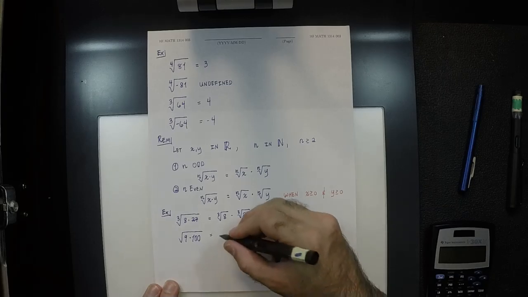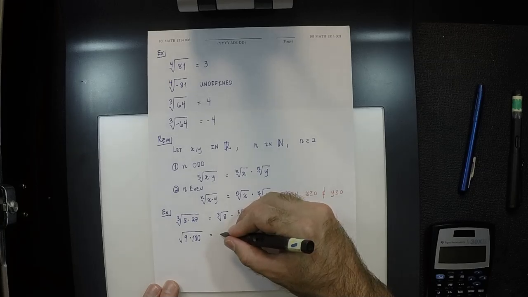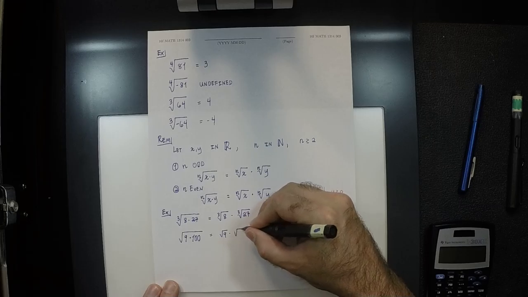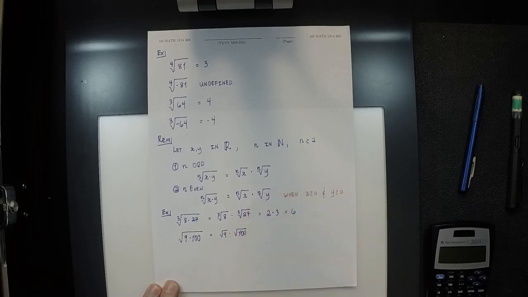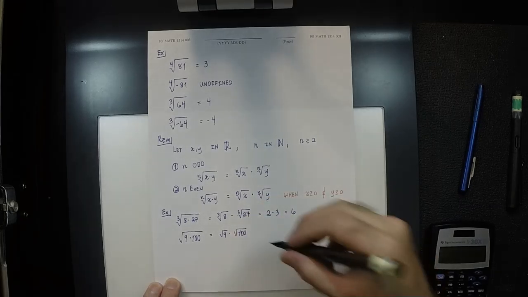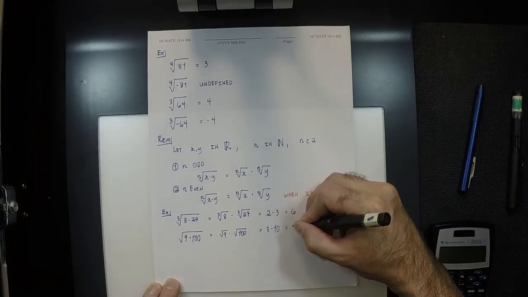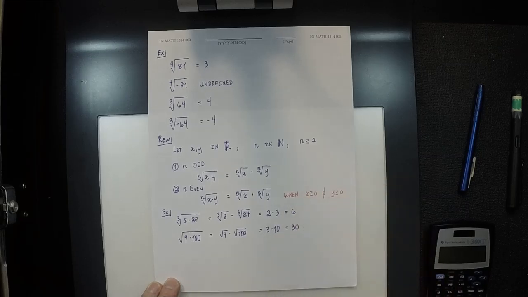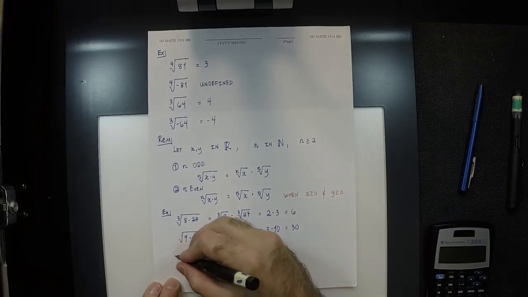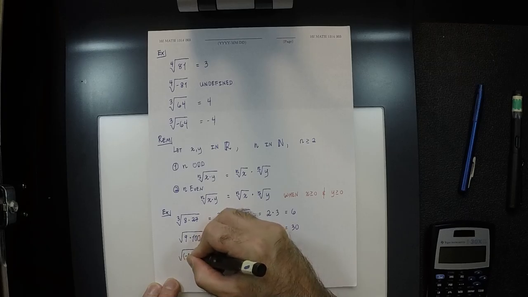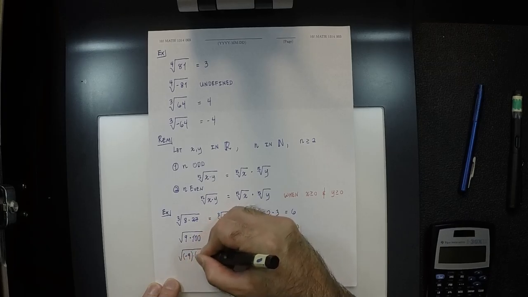So how about the square root of 9 multiplied by 100? What will this be? Square root of 9 times square root of 100. Good. Square root of 9 times the square root of 100. Do we know both of those? Yes. Good. So any question about that one?